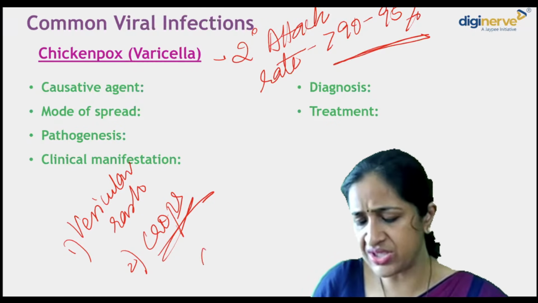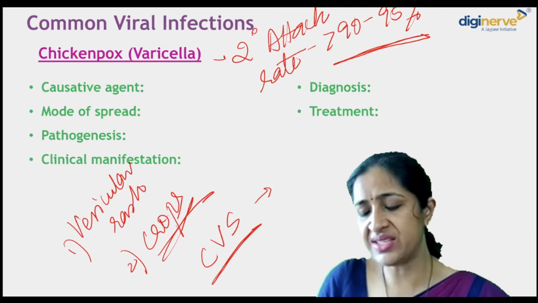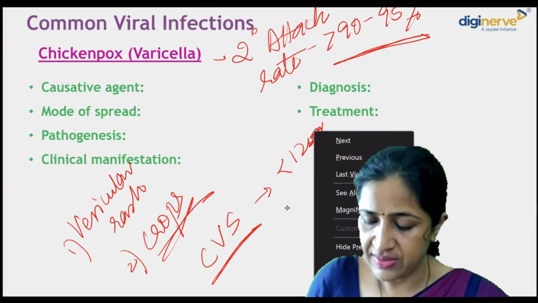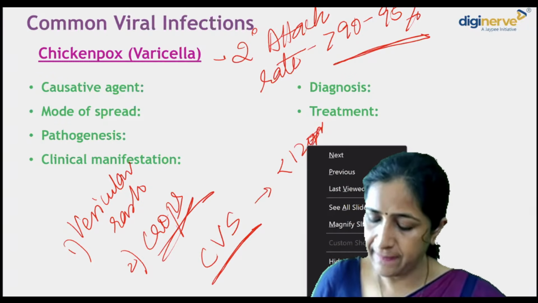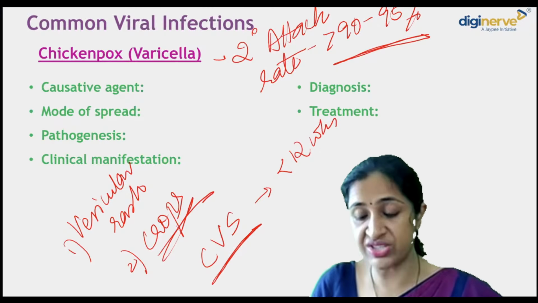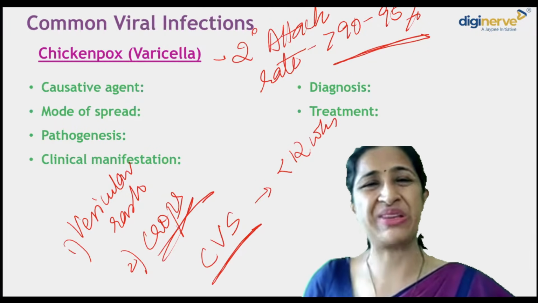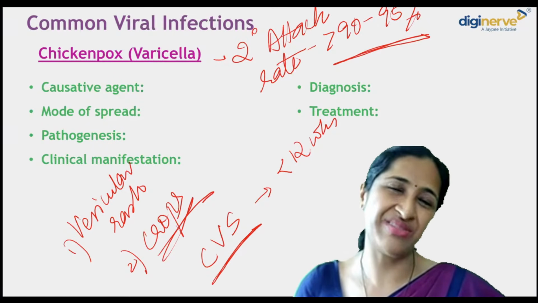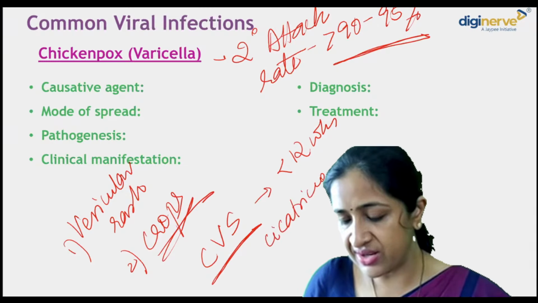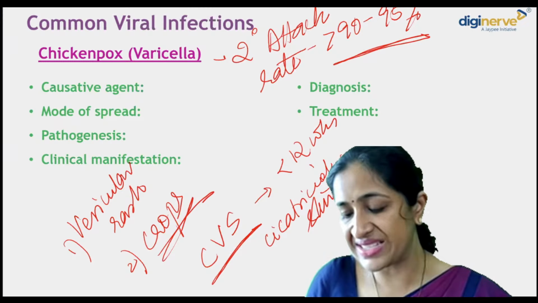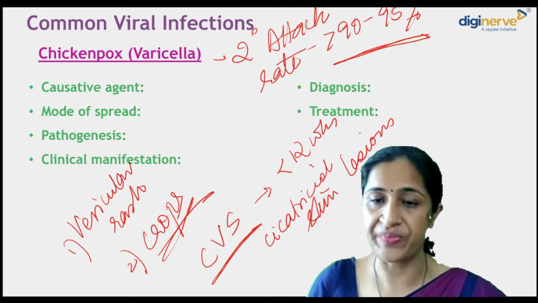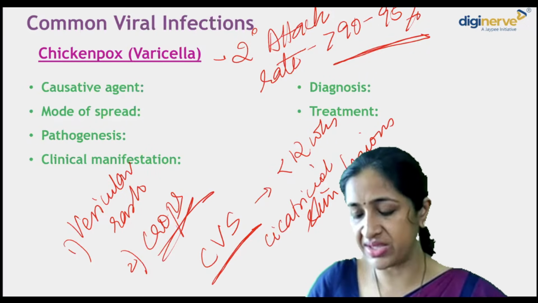Then you have congenital varicella syndrome. If it occurs in less than 12 weeks of pregnancy, you have congenital varicella syndrome: microcephaly, PDA, cataract changes, developmental changes in the brain, and a very important thing is cicatricial skin lesions, that is scarring with contractures. Skin lesions are classical of congenital varicella syndrome. You have eye, heart, all abnormalities.